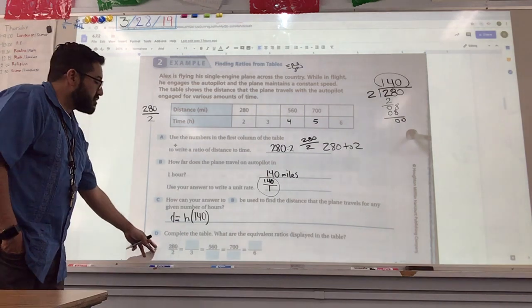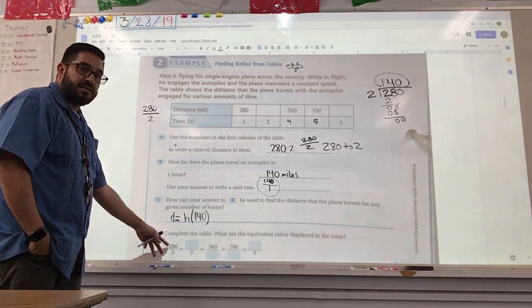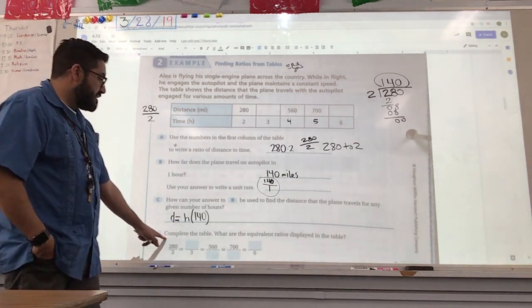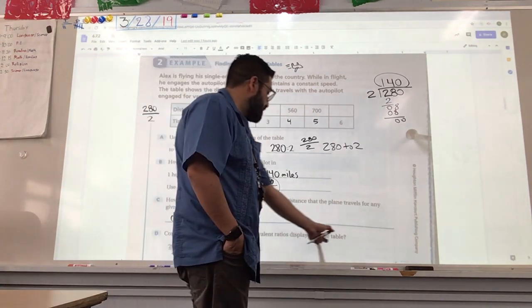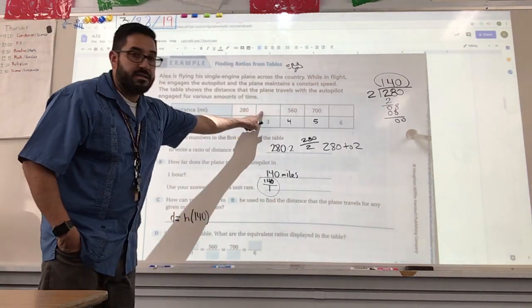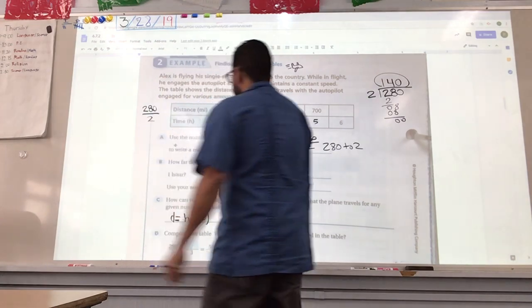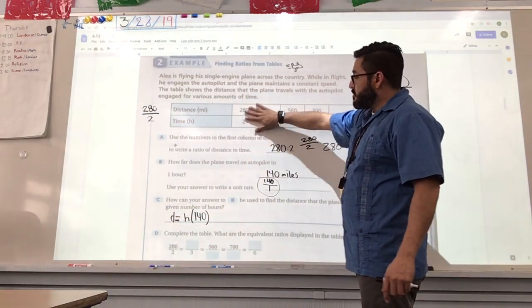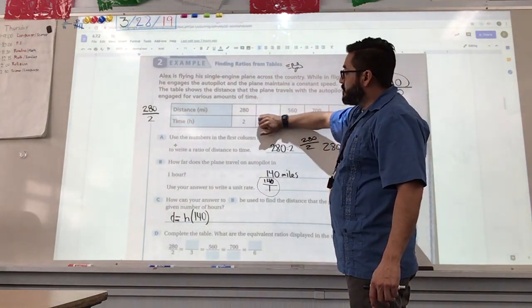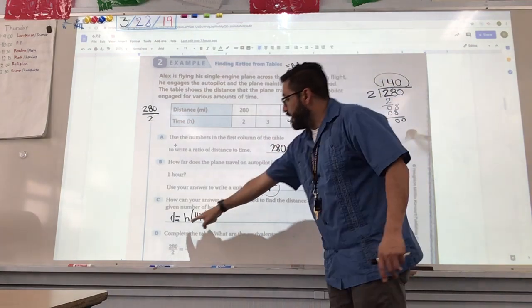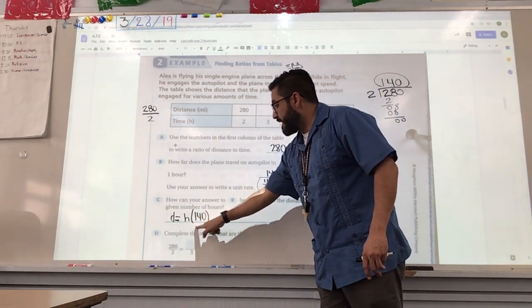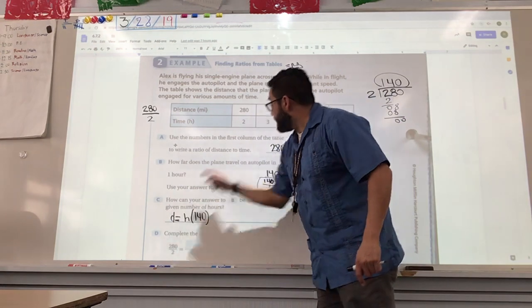All right, now I'm going to scroll up. I'm going to keep this right here. I know it's hard to see, but it says, complete the table. What are the equivalent ratios displayed in the table? All right, so let's go back up to the table. So we're going to add 280, which is how far we travel in 2 hours. We're going to multiply 3, plug that right in, 3 times 140, and that's going to give us the distance right here.